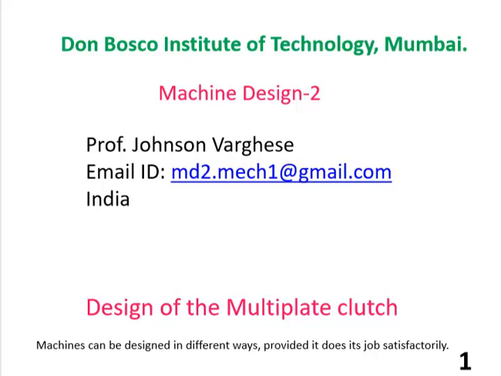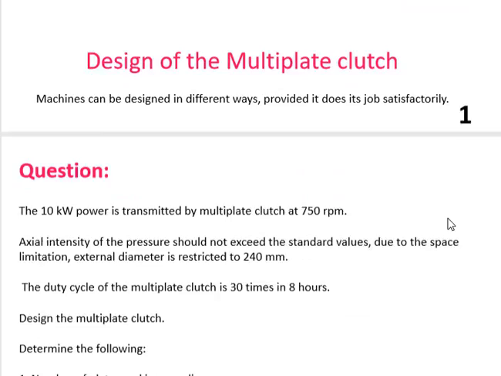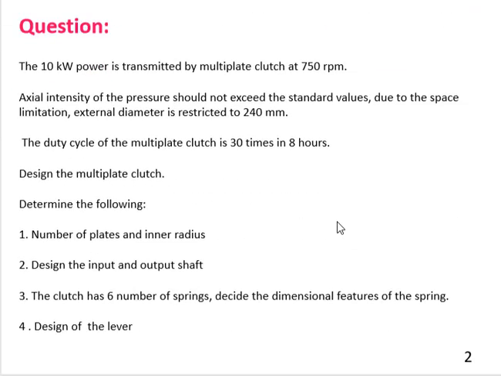Hi, today we will look into the design of the multi-plate clutch. Let us look into the question. The 10 kilowatt power is transmitted by multi-plate clutch at 750 rpm. Actual intensity of the pressure should not exceed the standard values.